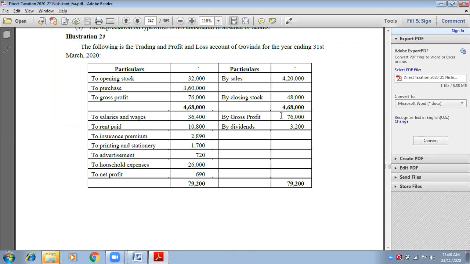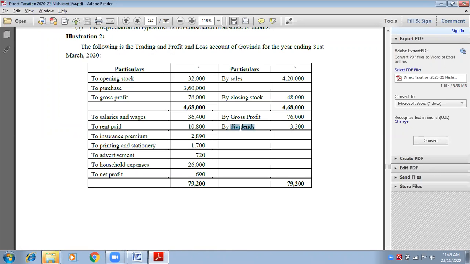Is there any income which is not to be shown, which is non-operating income? No, ma'am. It is there. Jayashree, it is there. Non-operating income, personal income, income from other sources, dividends. Yes, dividend is non-operating income. It is not related to business.